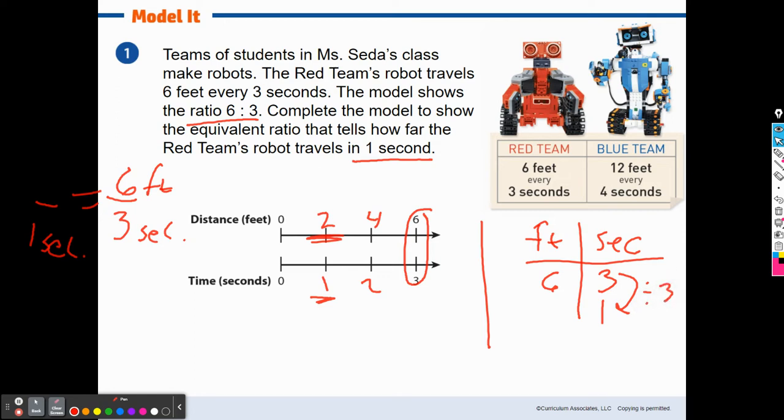Any number divided by itself is 1, okay? So make sure that if you're not practicing math at home, that you start practicing math at home. Those basic facts, not just multiplication, okay? We need to know how to do basic division.